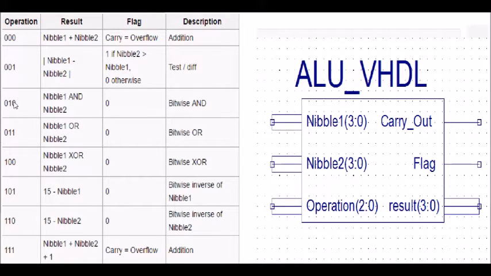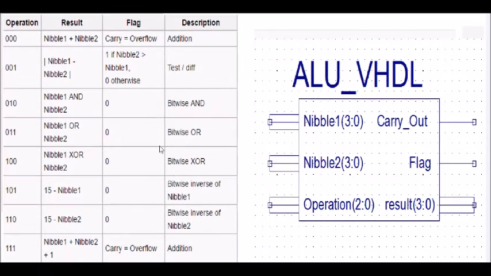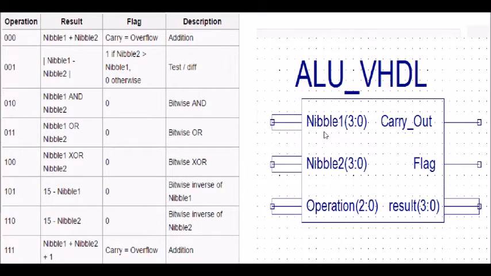Here is the function of the ALU. In general, we'll have any number of functions. We've chosen operations, so we will have operations, which is like a multiplexer select, 2 down to 0. Depending upon what this ALU select is, we'll have a different function. Next, we have two inputs, nibble 1 and nibble 2, each 4-bit in this example, and an output result.